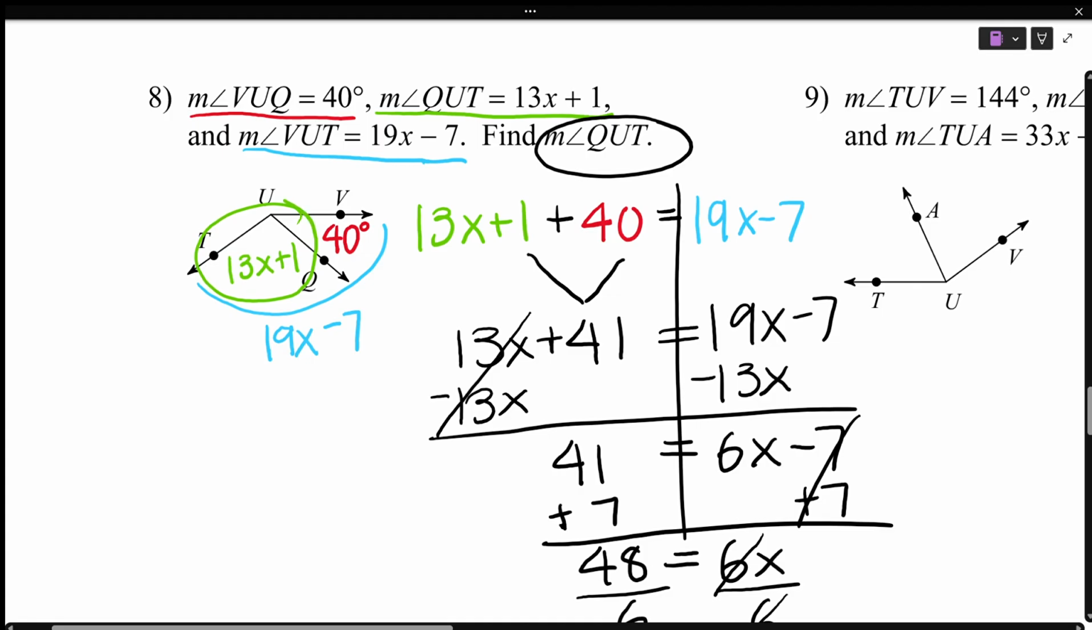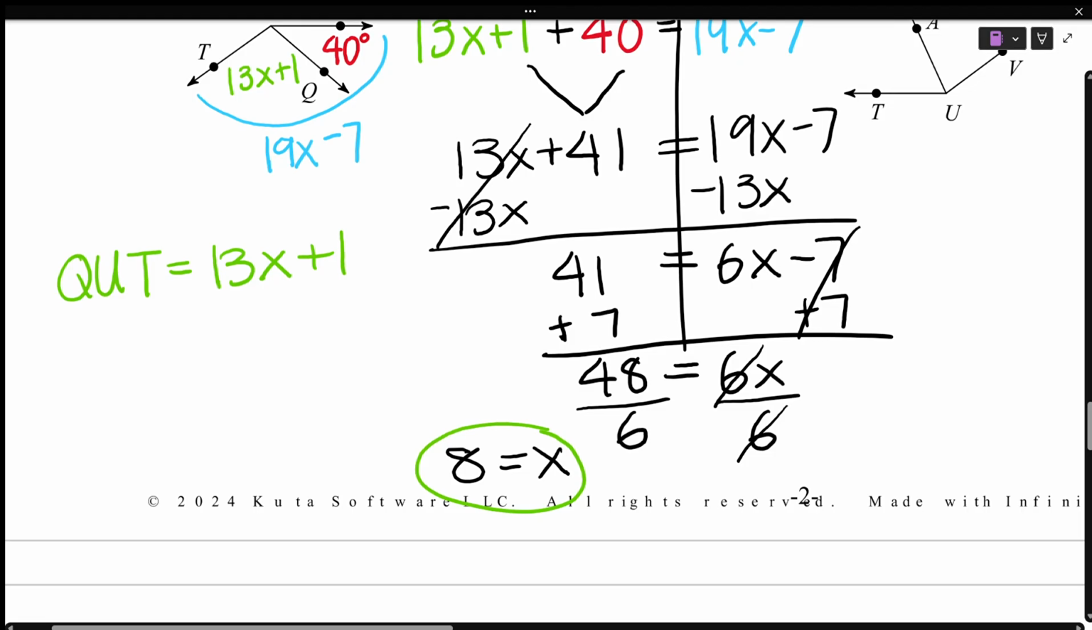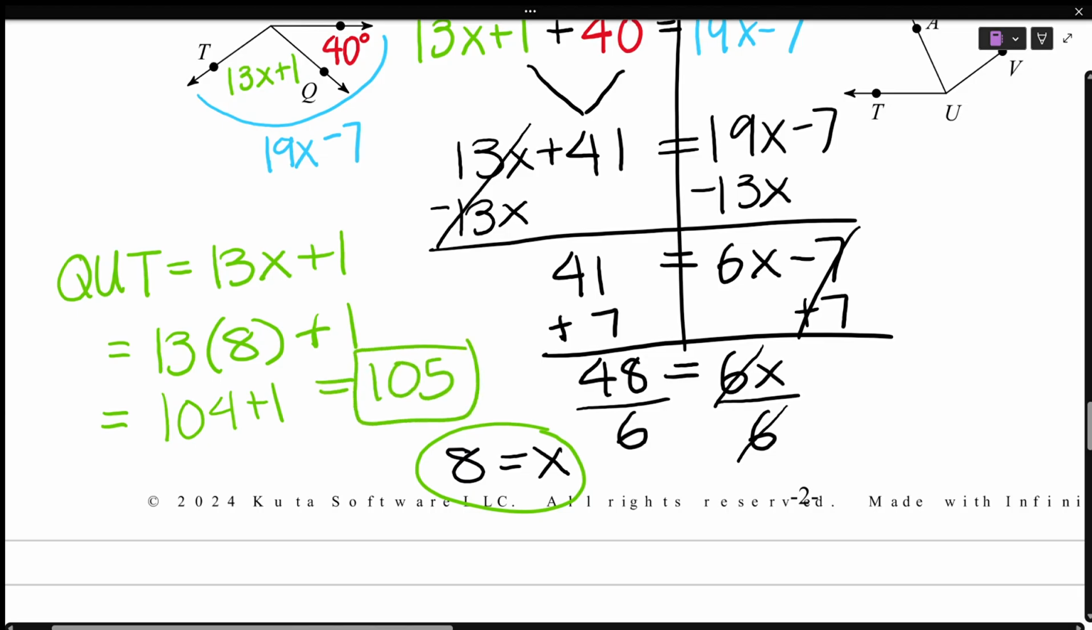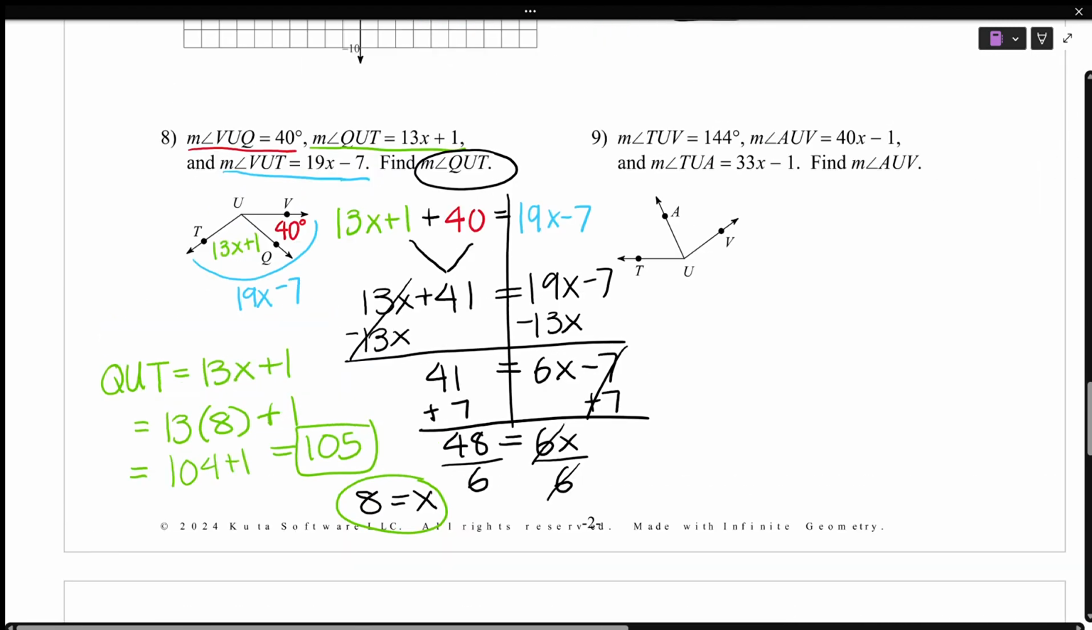But the question says, find the measure of QUT. QUT was this green one right here, right? So we know what x is. Just plug it in. QUT is 13x plus 1. We know x is 8. So that's 13 times 8 plus 1. 13 times 8 is 104, plus 1, 105. Okay. Moving on. Try number 9 on your own.